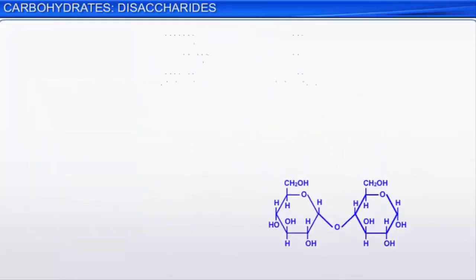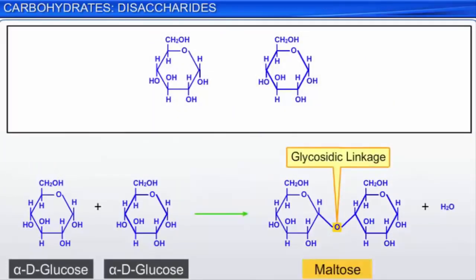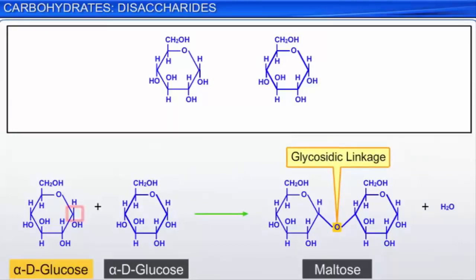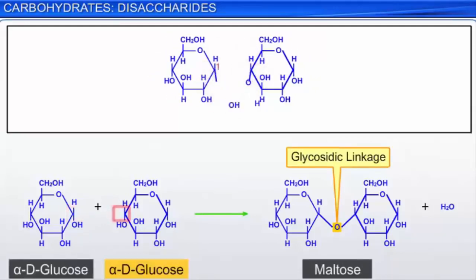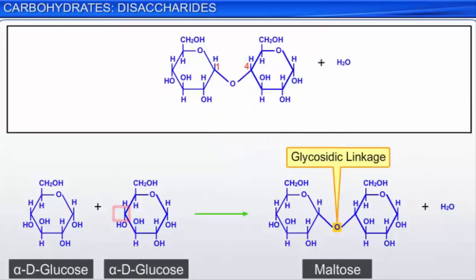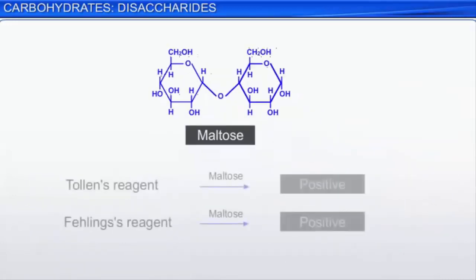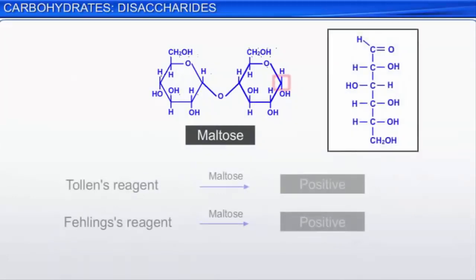The glycosidic linkage in maltose is formed between the carbonyl group of the C1 of alpha-D-glucose and the hydroxyl group of the C4 of the second alpha-D-glucose. The availability of a free aldehydic group at the C1 of the second glucose in its solution allows the maltose to reduce Tollens' and Fehling's reagents. Hence, maltose, unlike sucrose, is a reducing sugar.